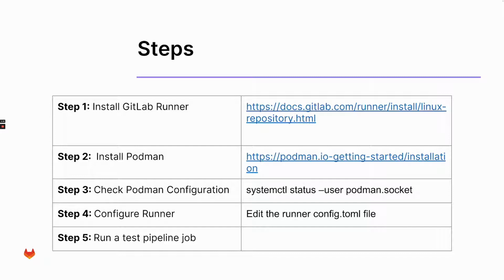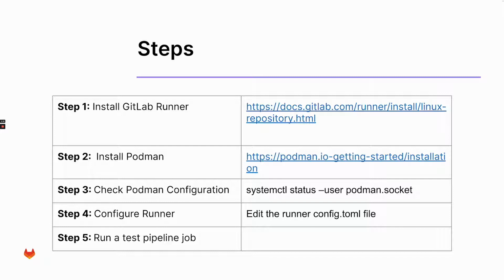Step three, you'll be checking the Podman configuration, and that's because you need to take a look at the API socket connection string because you'll need that information later on in order to change the configuration in your runner config.toml file. Step four, configuring runner, which is basically editing the runner config.toml file. It'll be a one-line change. I'll show you what that change looks like here in the demo. And then finally, with all that set up and done, you'll be ready to actually run a test pipeline job.